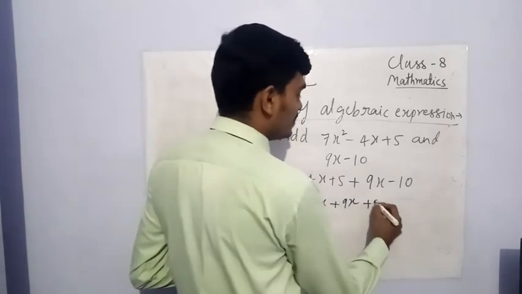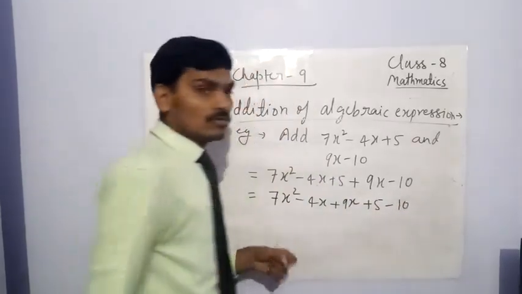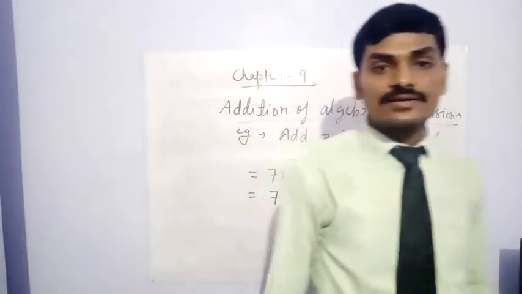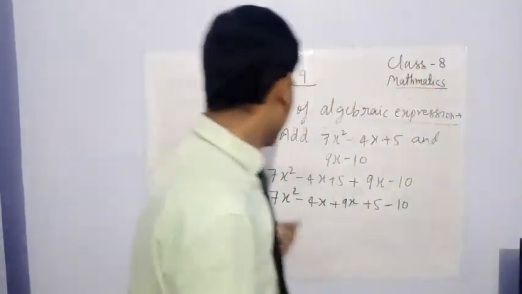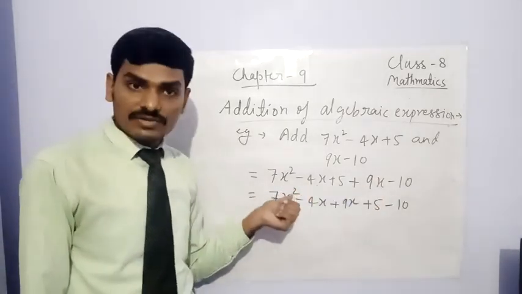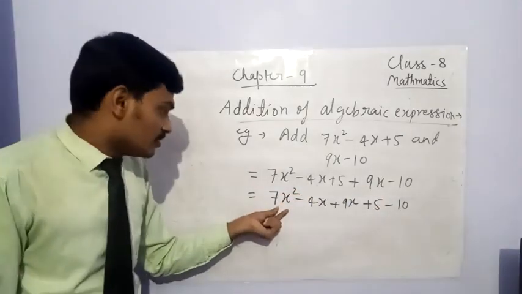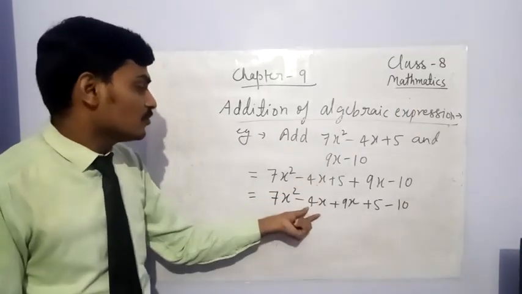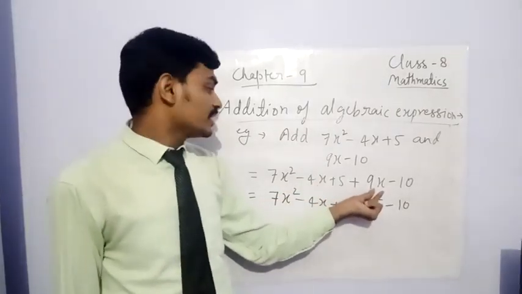Now plus 5 and minus 10. So I have written all the like terms together. Here is 7x square. There are no like terms of 7x square, so we write only 7x square. Now minus 4x and plus 9x, these are the like terms.